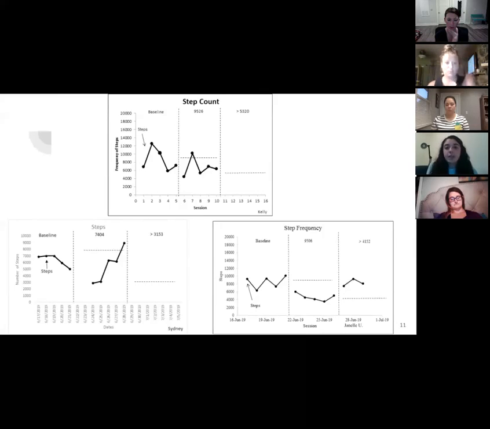Her average step count for baseline was 8,506 steps. So her phase 1 criteria was set to 9,506 steps. Janelle did not meet her step criteria for any of the phase 1 intervention days.